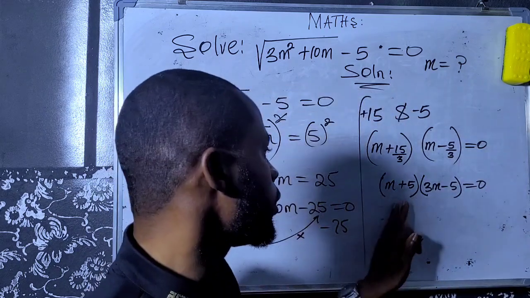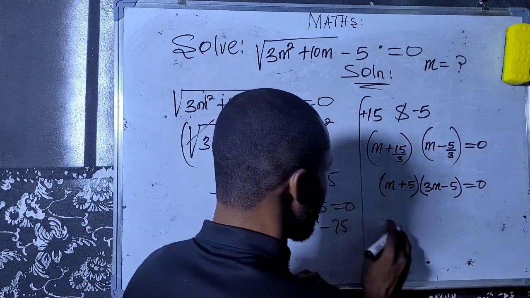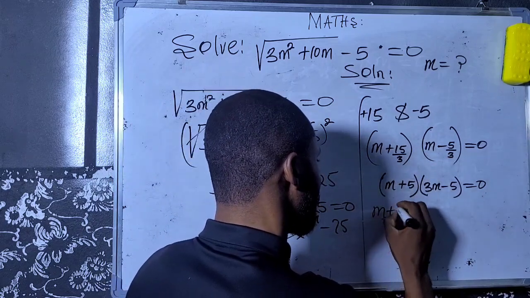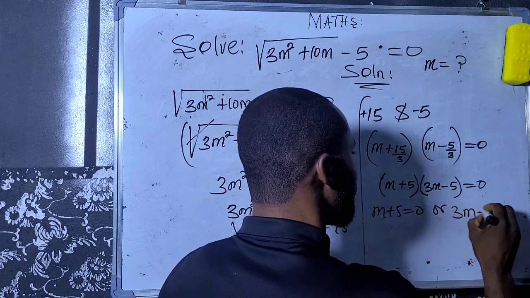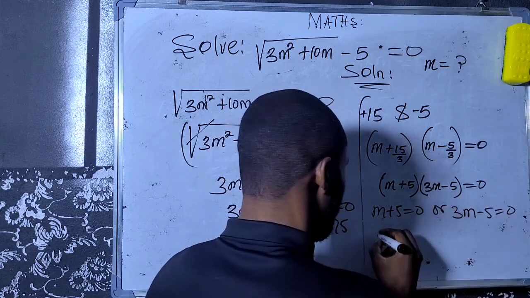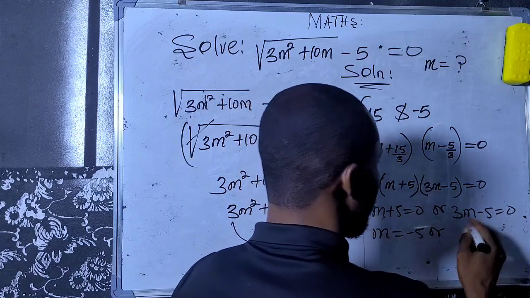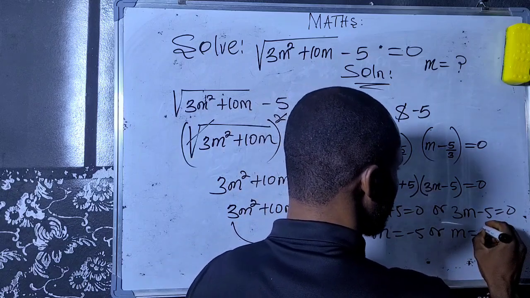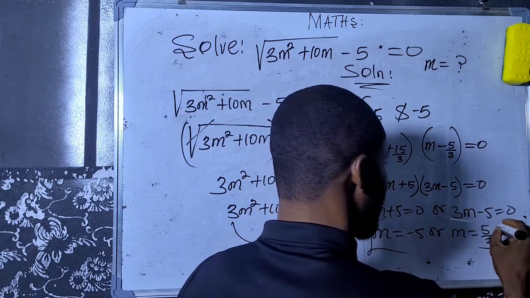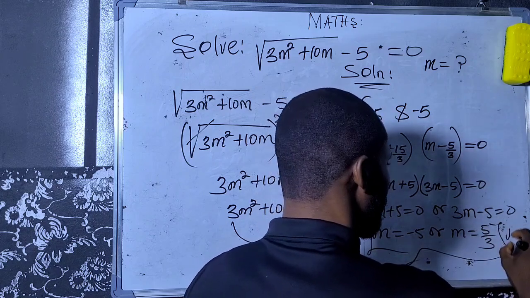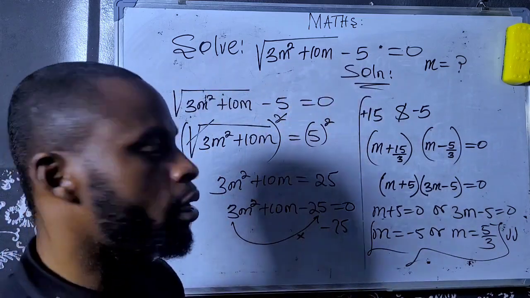Then it is either this equals 0 or this equals 0. Therefore, I have here that m plus 5 equals 0, or 3m minus 5 equals 0. Therefore, m equals minus 5, or m equals 5 divided by 3. And these are the possible values of m that will satisfy this equation here.